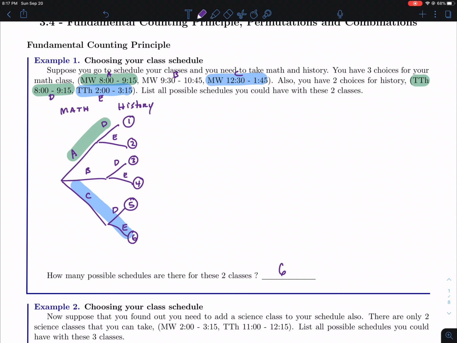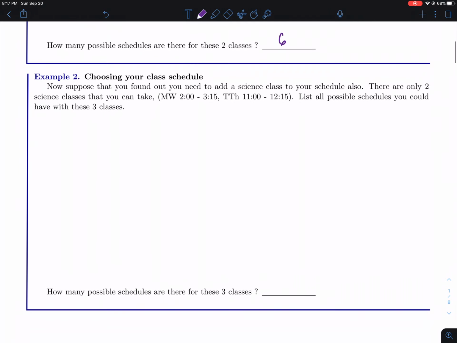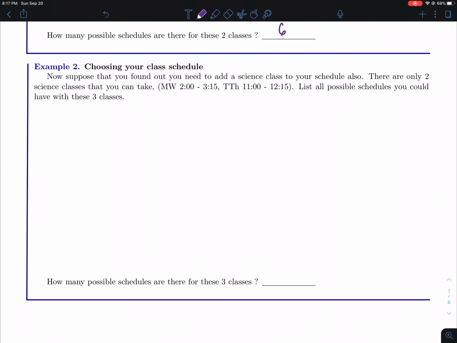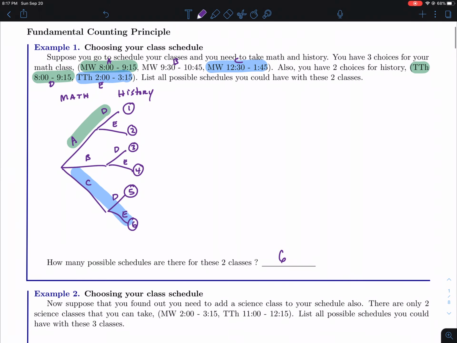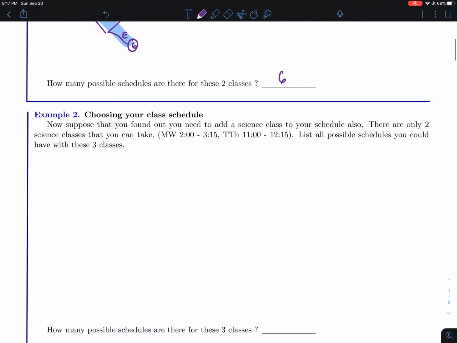All right, so let's throw a little twist in here. Now what if I actually really need to take 3 classes? I'm still going to use the same 2 from above, so I'm going to keep those as A, B, C, D, and E. Then I'm going to add in these 2 science classes, which I'm going to call F and G.